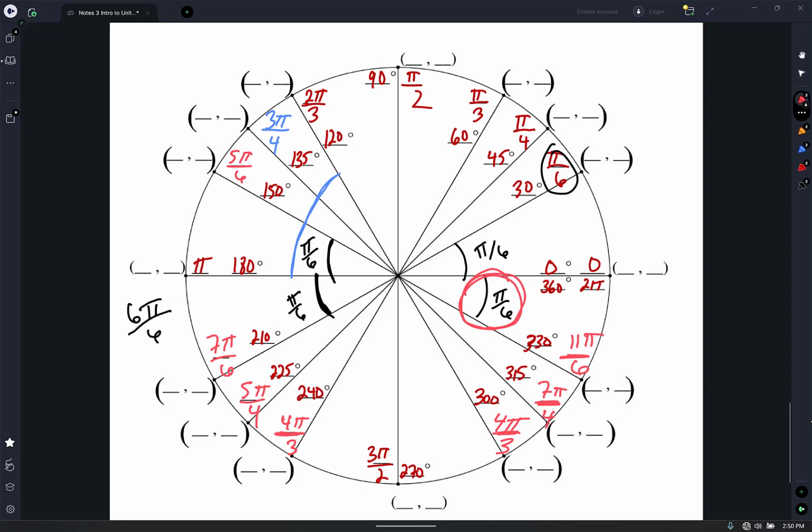3, 6, 5 pi. Man, sorry guys, it's been a long day. 5 pi. I heard someone say 4, or maybe I just heard it. No one said 4, and I just wrote 4.